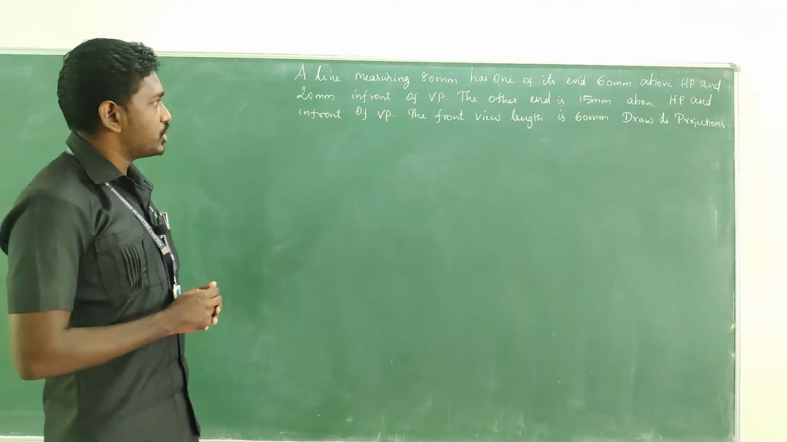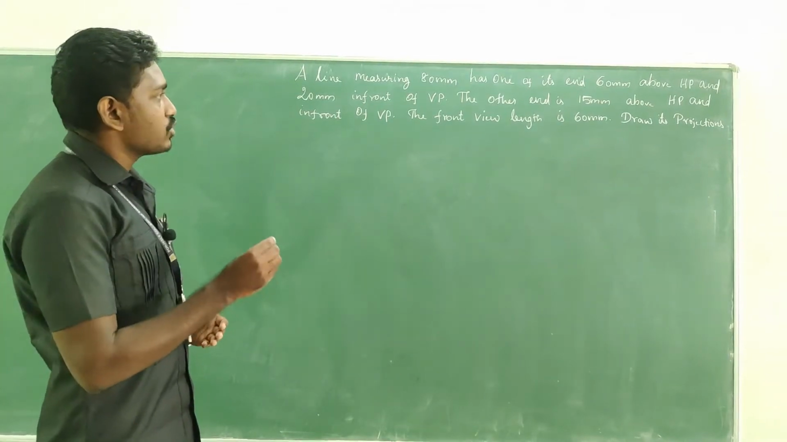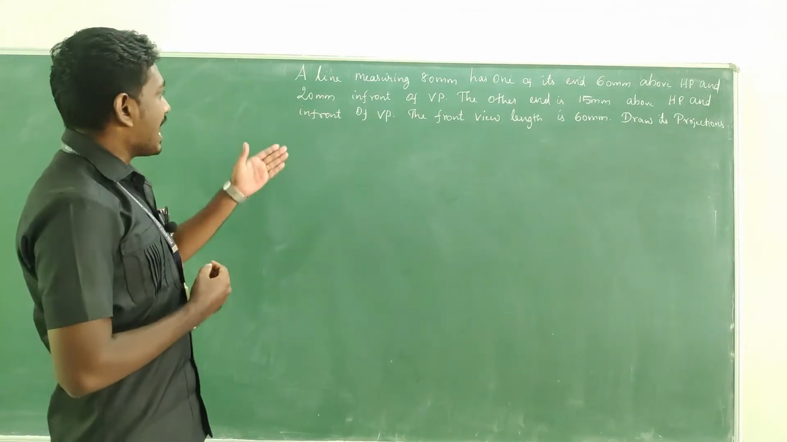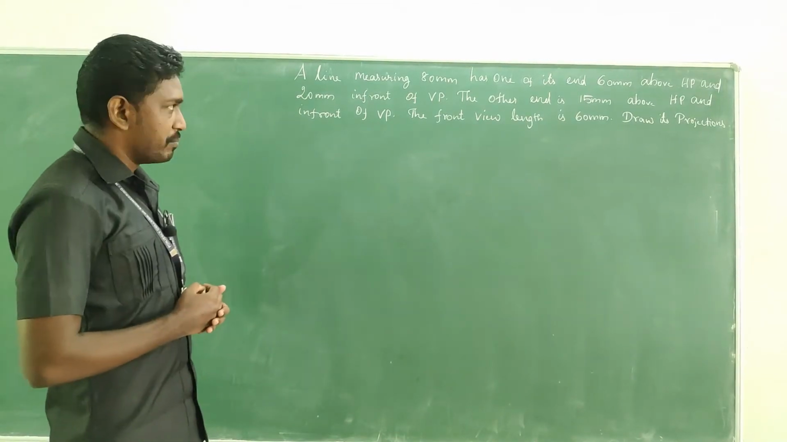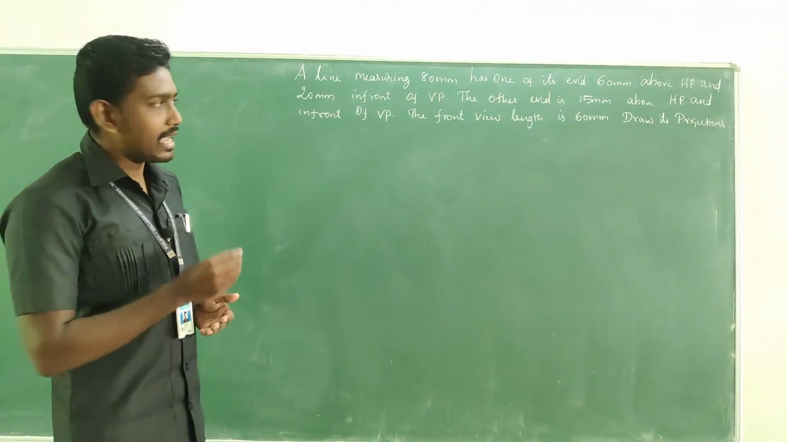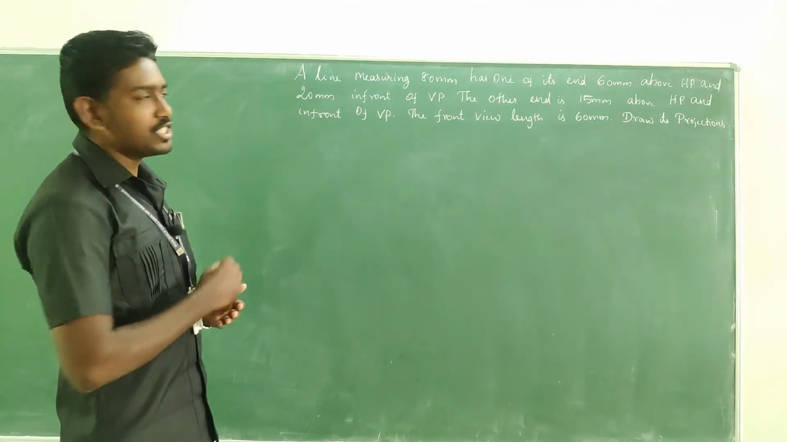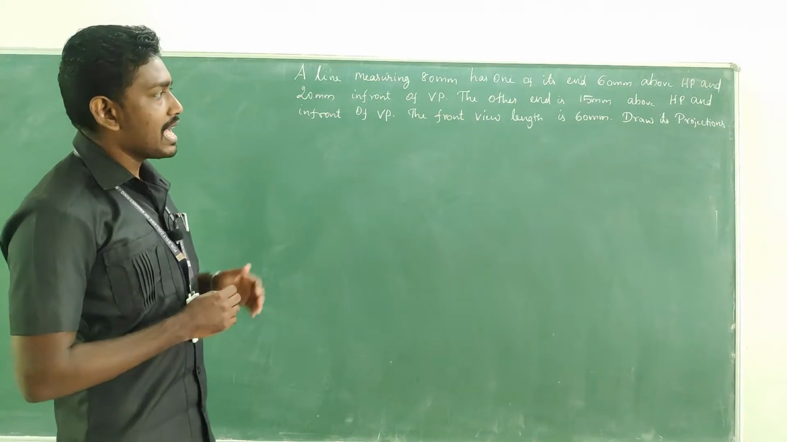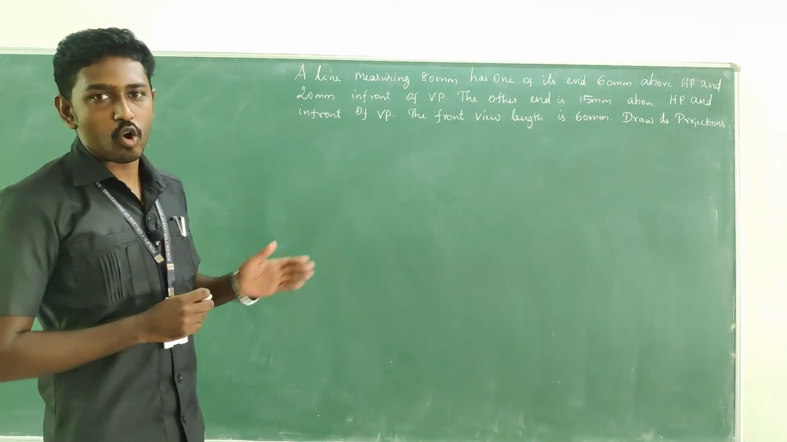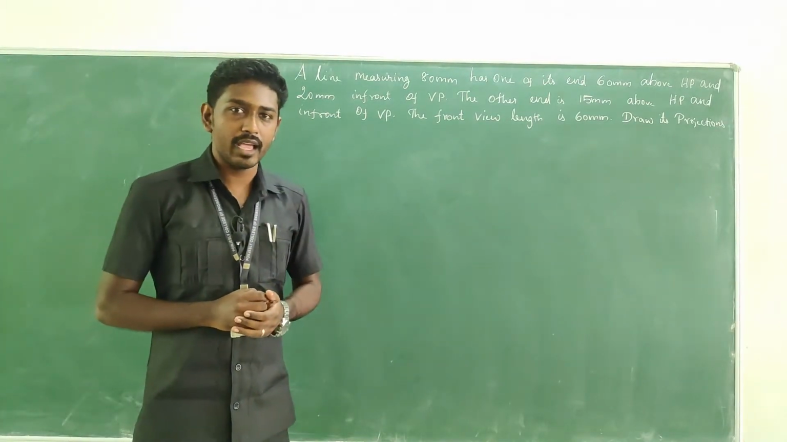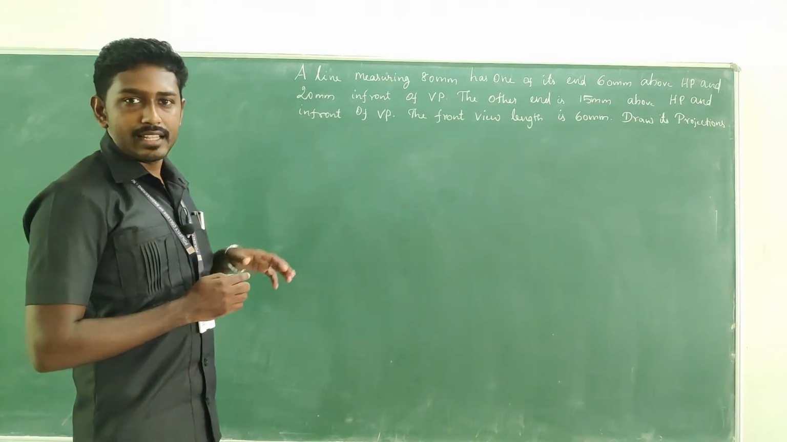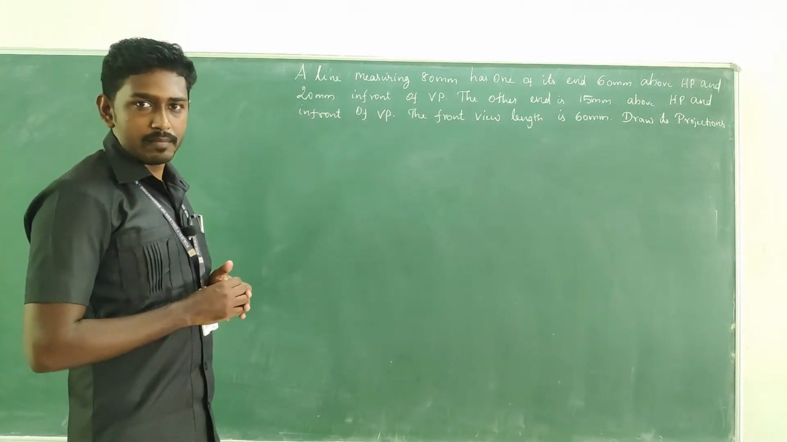A line measuring 80 mm has one of its ends 60 mm above HP and 20 mm in front of VP. The other end is 15 mm above HP and in front of VP. The front view length is 60 mm. Draw its projection. Okay, so now we shall try to extract the information from the question.